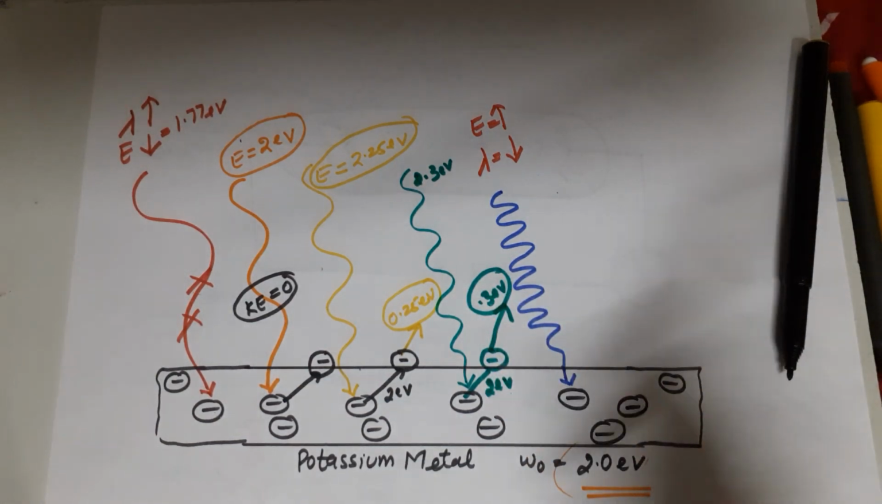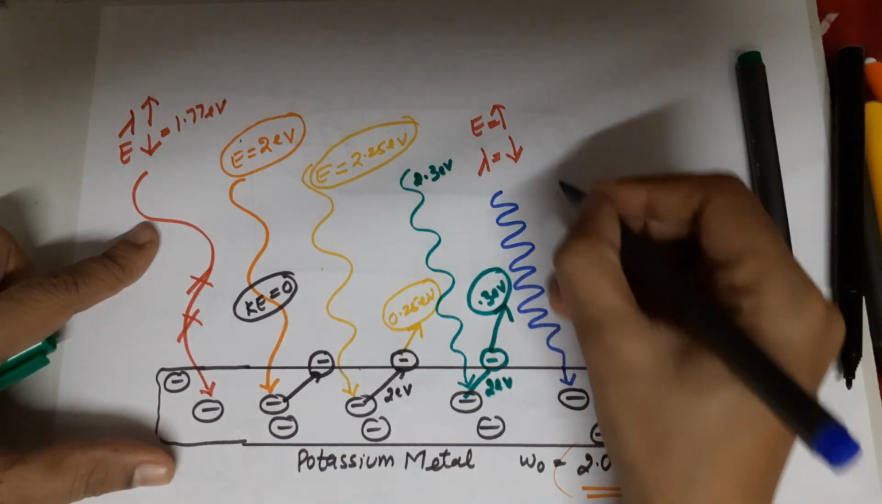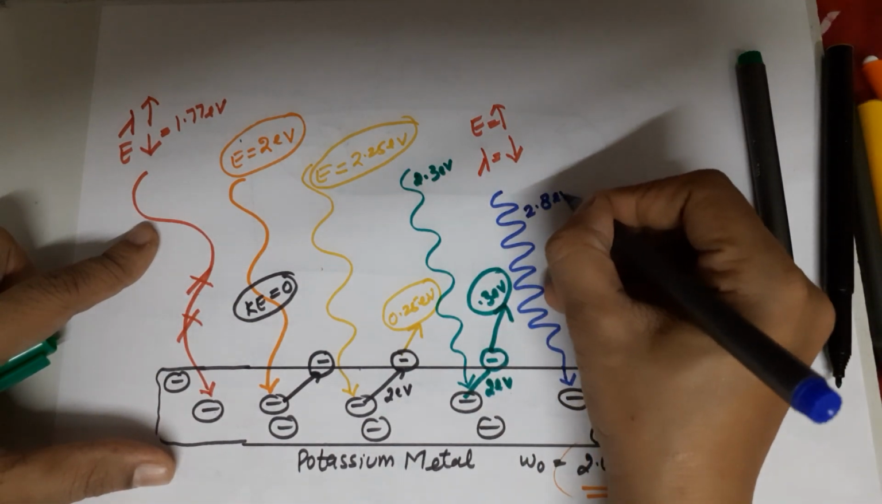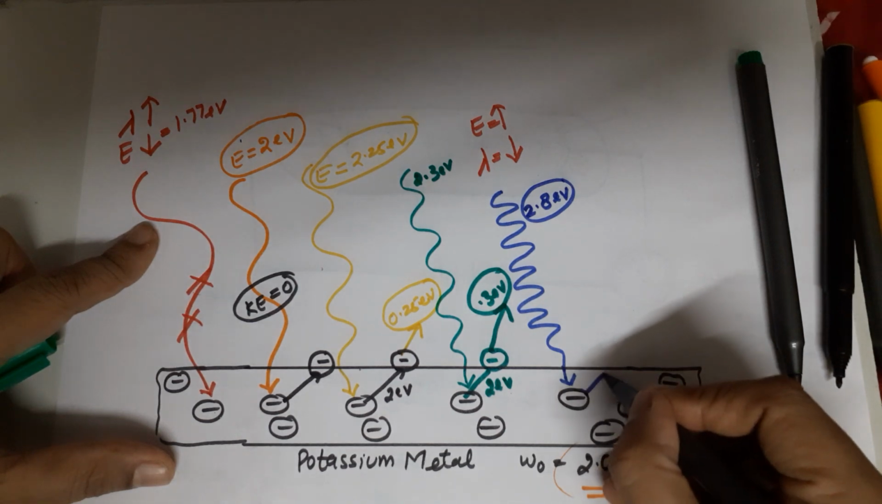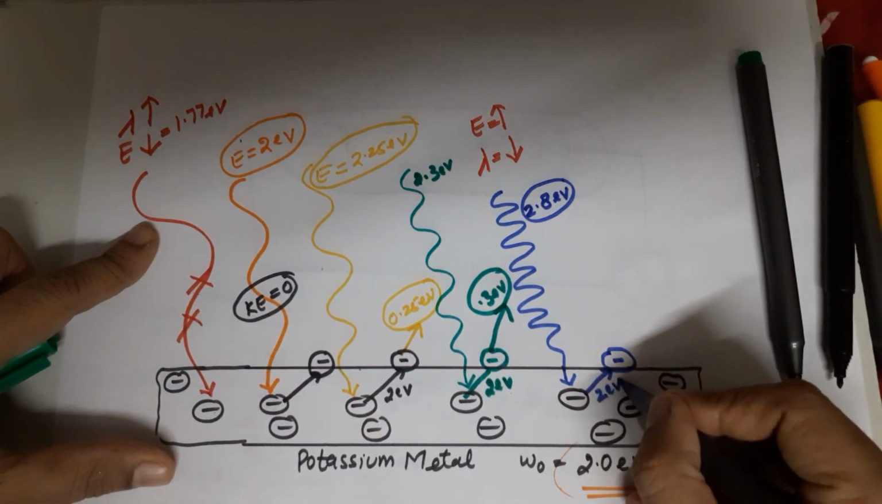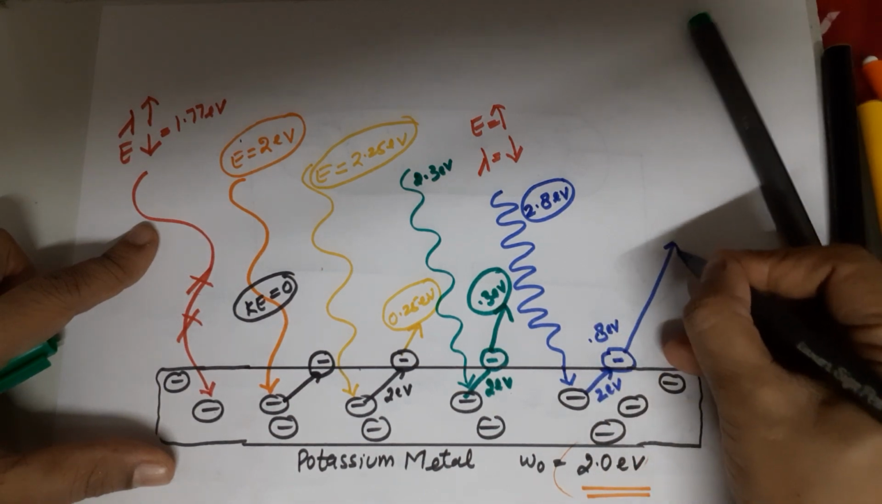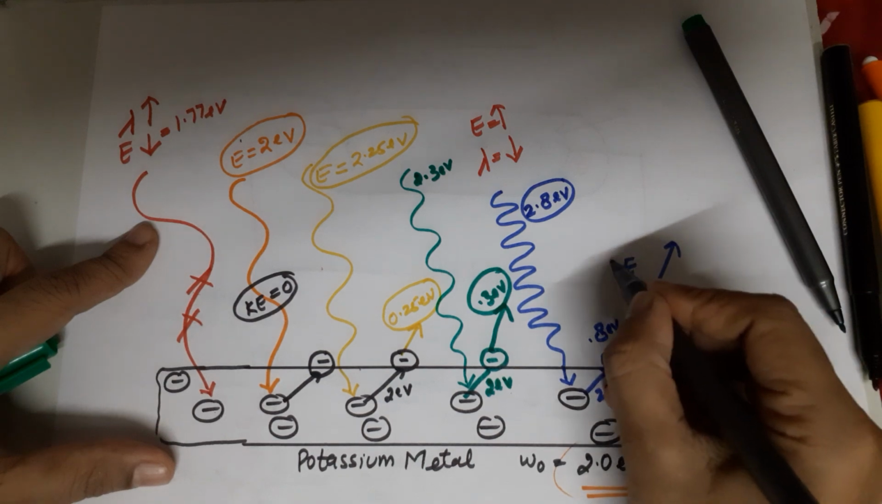Coming to the blue component. The energy of the blue component is of the order 2.8 eV. So again this would cause the electron to move up. The energy required is only 2 eV. How much is left? 0.8 eV. This 0.8 eV is what will be used for kinetic energy.